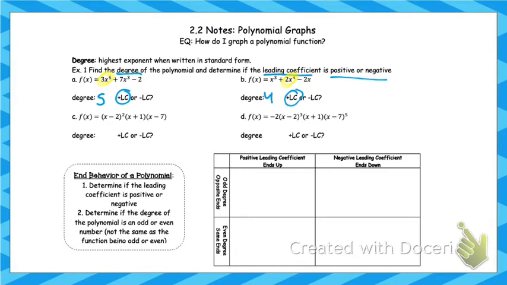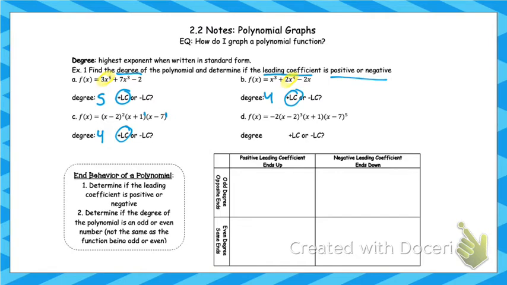Now, if your equation looks like C or D, that's factored form. In factored form, to find the degree, we have to add up the multiplicities, which, if you remember, are the exponents of those factors. So if I add up the exponents of those factors, I have 2 plus 1 plus 1. So 2 plus 1 plus 1 is 4. Then out in front there, it's a positive leading coefficient because there's no negative out in front.